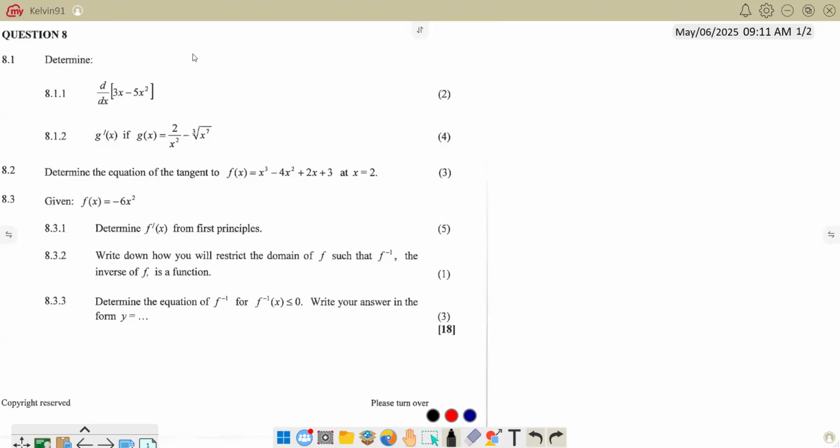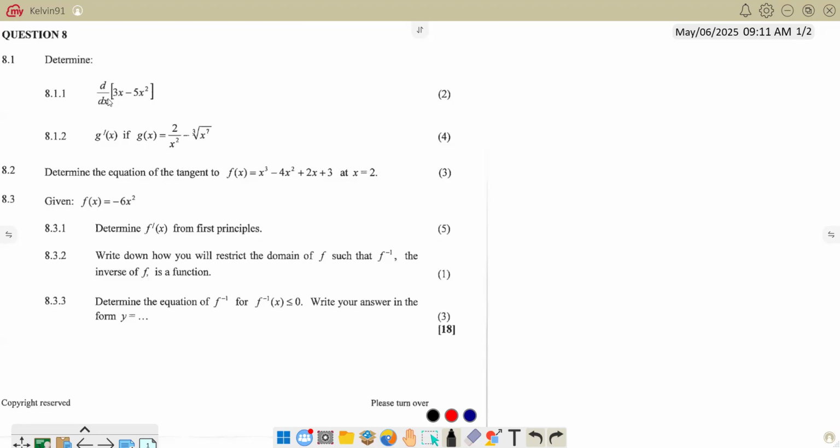Good morning. Today we are going to be concentrating on doing calculus, revising the paper from November 2024 from the Department of Education. So in this case, we are going to start from question 8, where our first question on calculus was.